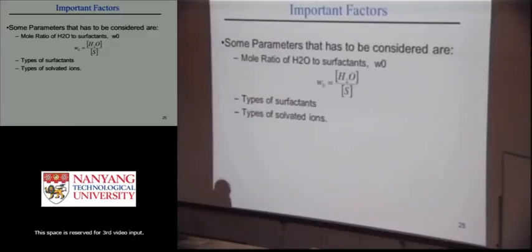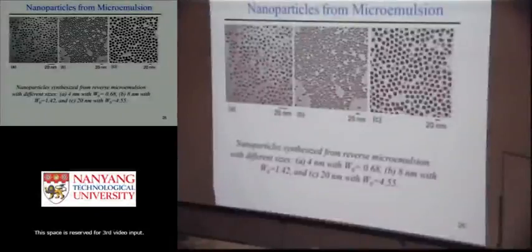So this one is a very important concept. Let me give you an example of how the water to surfactant ratio should affect the nanoparticle. This is work done by myself. I used a microemulsion to make iron platinum nanoparticles. I mixed the iron precursor with the platinum precursor, then changed the W0 value, starting from 4.5. I got roughly 20 nanometer nanoparticles.